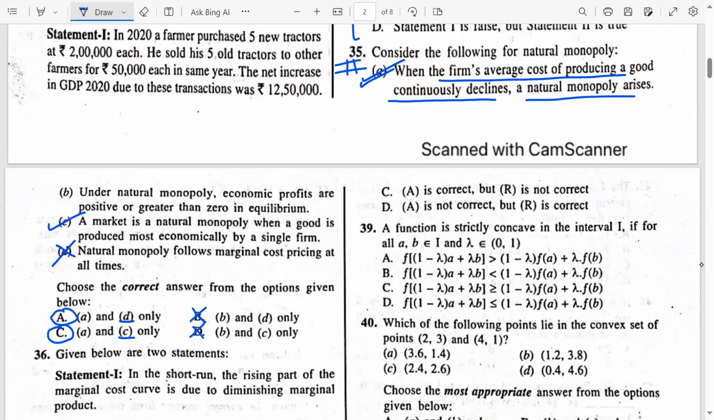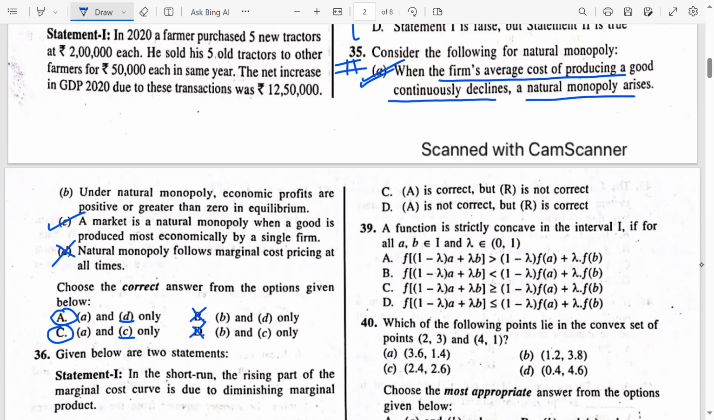Why? Because when you are a natural monopoly, you get the advantage of economies of scale. Now, all students remember, economies of scale is covered in depth in my lectures in intermediate microeconomics. Okay, you will check this out in my intermediate microeconomics part 2 course.